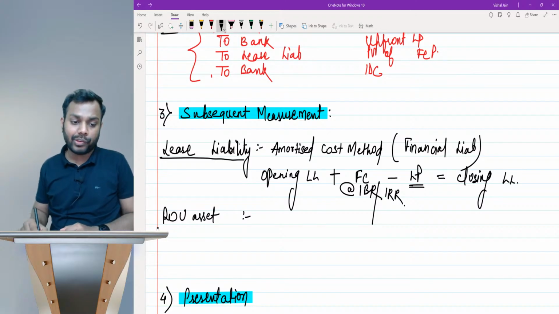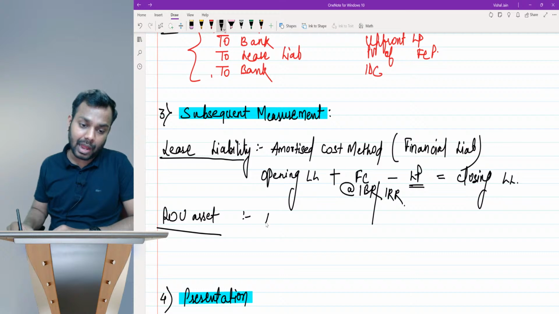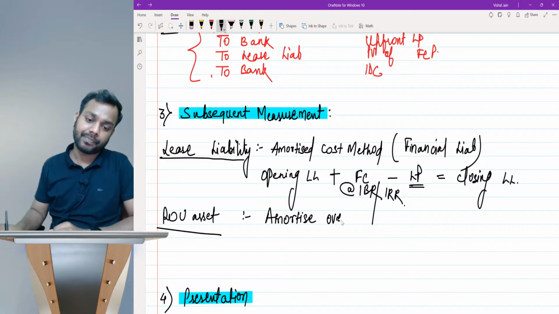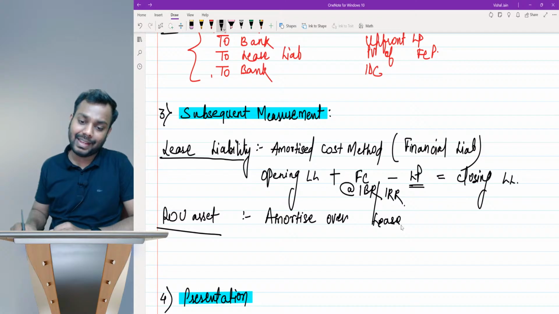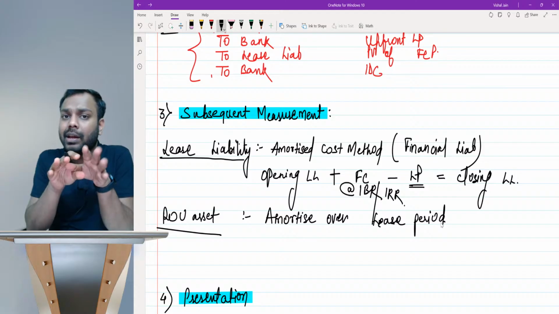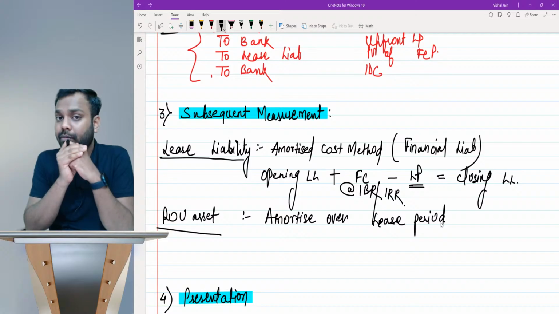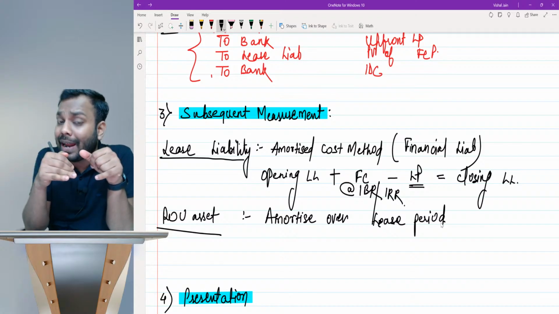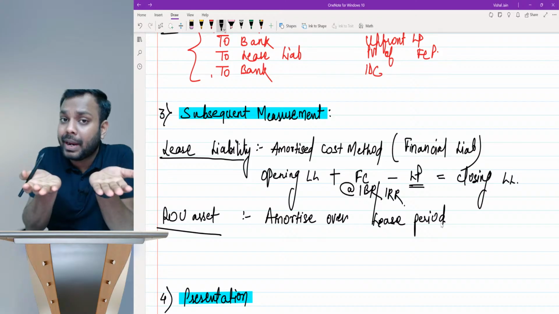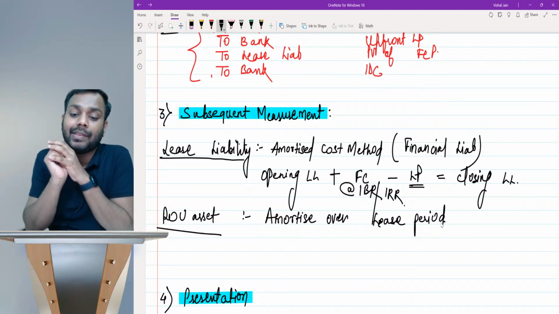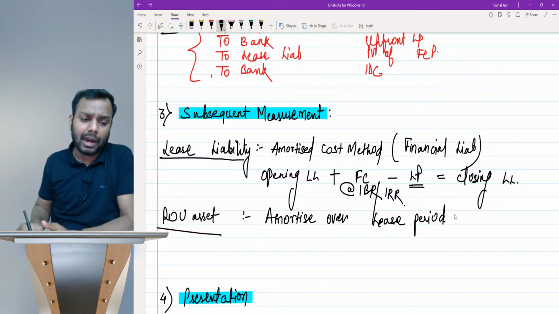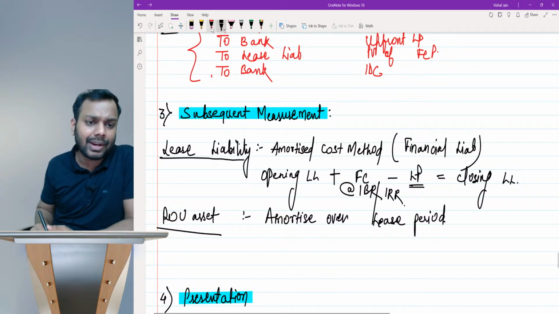Now how will the ROU asset be measured subsequently? Amortize the ROU asset over the lease period. Basically understand it, guys, that any asset has to be depreciated or amortized over the useful life of the asset. In this case, what is the useful life for a lessee? The period of lease, right? So that's why we are amortizing over the lease period. But I'll write here one exception.